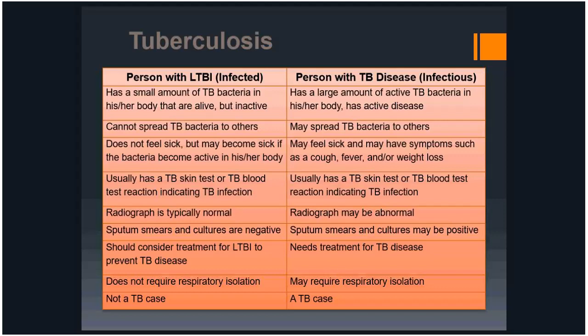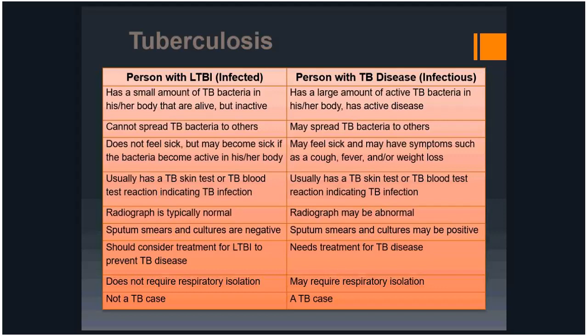It's important to distinguish the difference between latent infection versus active disease. And those differences are listed here. Persons with latent infection have a small amount of bacteria in their body that is inactive, versus someone with active disease, that bacteria is actively multiplying. Persons with latent infection cannot spread tuberculosis to others. They are not contagious, whereas those with active disease are.